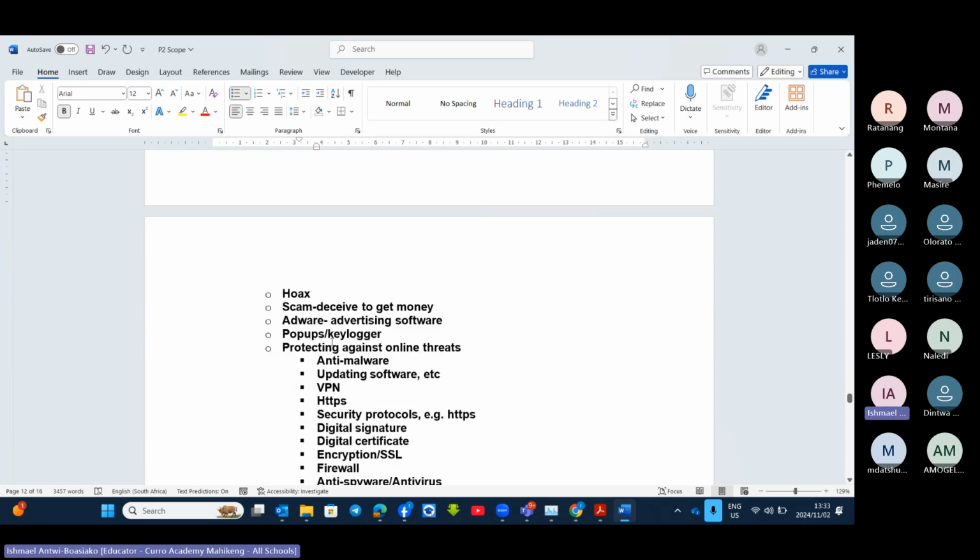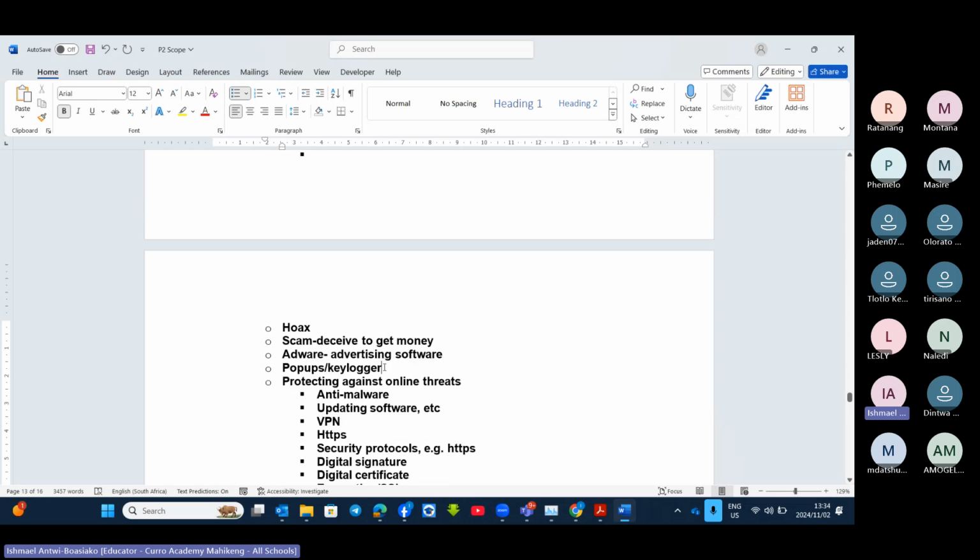Now, another form of computer crime is the hoax, which is the fake messages or chain messages being sent, and then the scam, deceiving somebody to get money, and then adware, advertising software. So all these are keywords which, when you are defining, you can also expand. Advertising software, and then pop-ups, keylogger. Also, we discussed it in our previous lessons. We talked about the keyloggers also. Those are the software that record one's keystrokes.